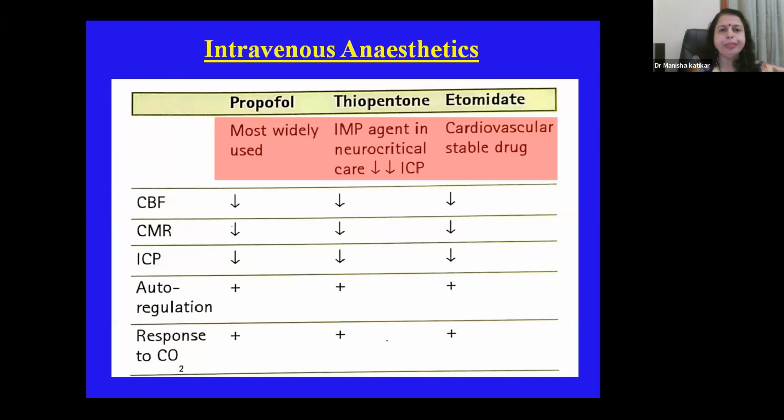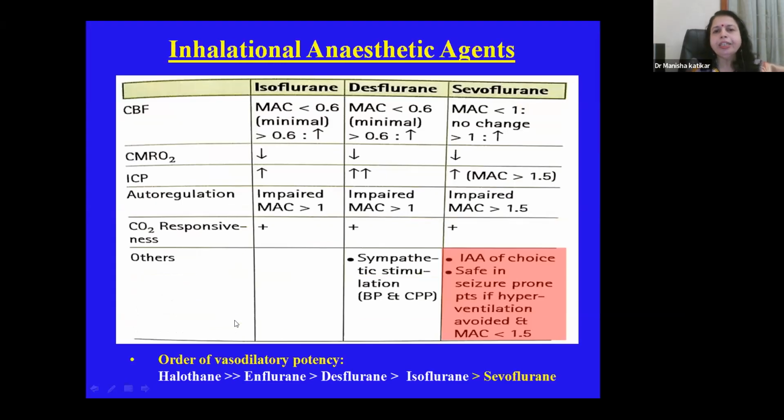Propofol, thiopentone, etomidate. If you look at the effects of all three of them, they are all helpful in decreasing cerebral blood flow, cerebral metabolic rate, and ICP, maintaining autoregulation, and maintaining response to CO2. What about the inhalational agents? Isoflurane and sevoflurane are better. In the order of cerebral vasodilation, halothane has the worst cerebral vasodilatory properties, which can increase the ICP, and sevoflurane has the least vasodilatory potency, and therefore it is supposed to be the inhalational agent of choice in neurosurgery.